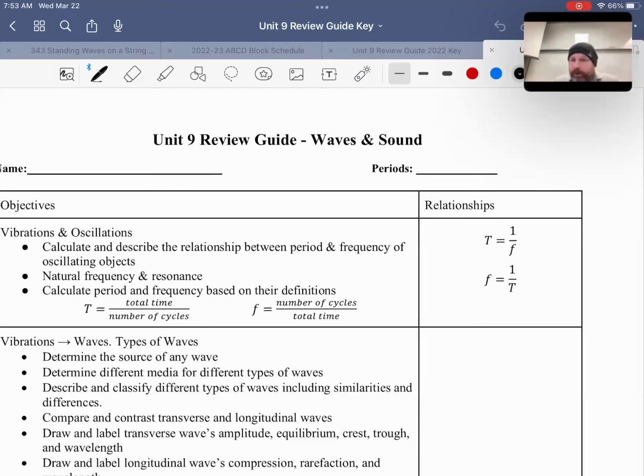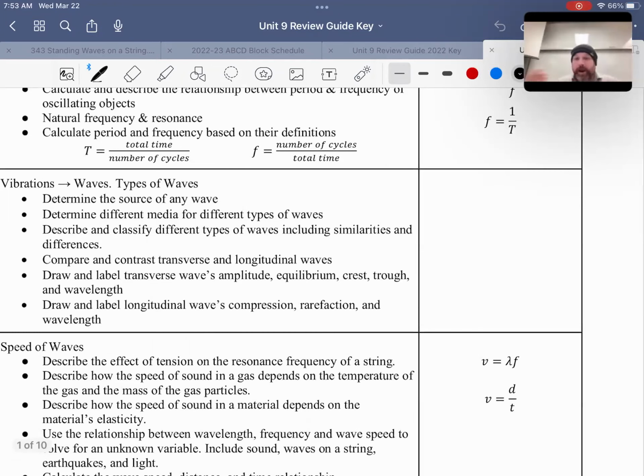Make sure you can calculate the period and frequency of something. Again, the ones on your equation sheet are right here, but then you have the actual other way to calculate it based off their ideas over in the other set there. So that's the vibrations and oscillations, which waves are a type of.